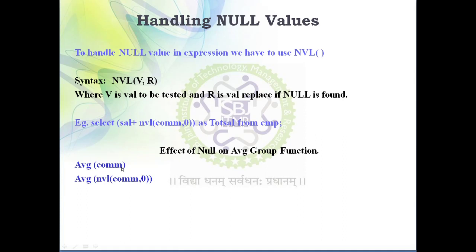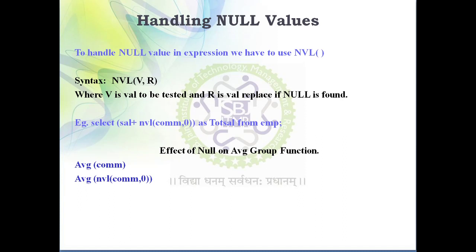In the first case, average of commission. Suppose that in my employee table there are a total of 10 rows, and 6 employees are getting commission and 4 employees are not getting commission, and you have written a query like this: select average of commission from employee. So in that case, what do you think? Will it take the average of the 6 values or the total 10 records, because 6 employees are getting commission and 4 are not?